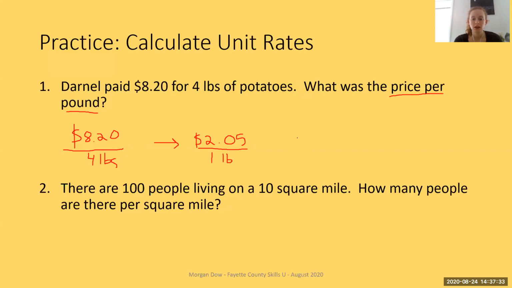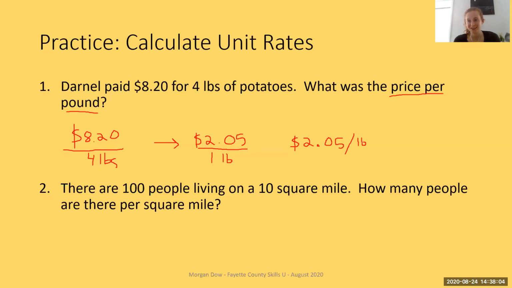Or you could write it like this. You might see it written like this for a unit price. We would call this a unit price, the price per unit of something. So a unit price might look more like this. If you're reading the sticker at the grocery store that has all the pricing information, you might see it written like that.